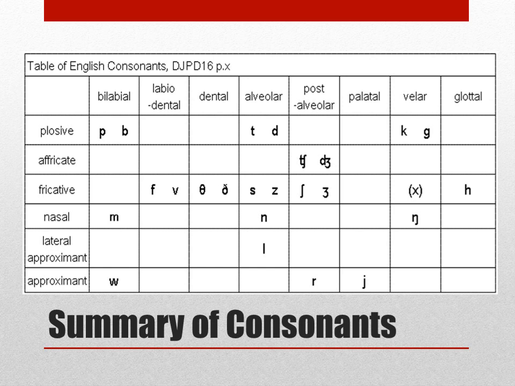So this table, students, gives you a clear idea about place of articulation and manner of articulation, and you will also be clear about whether any consonant is a voiced consonant or a voiceless consonant. So in your exams, if you get a question about consonants and about the place or manner of articulation, I think that this table is going to help you a lot.